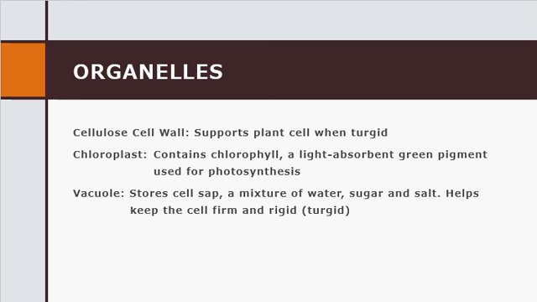For ones specific to plant cells, the cellulose cell wall supports the plant cell when turgid. The chloroplast contains chlorophyll, a light absorbent green pigment used for photosynthesis. The vacuole stores cell sap, a mixture of water, sugar and salt. It also helps keep the cell firm and rigid.